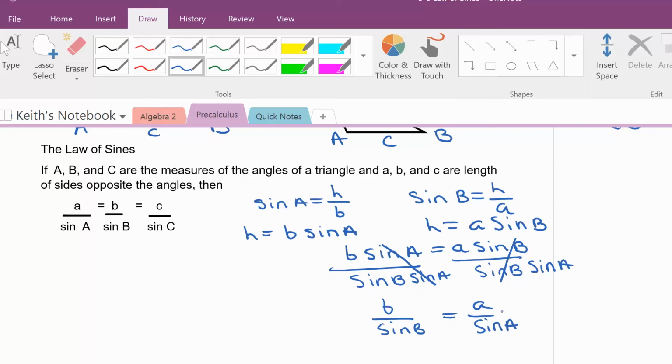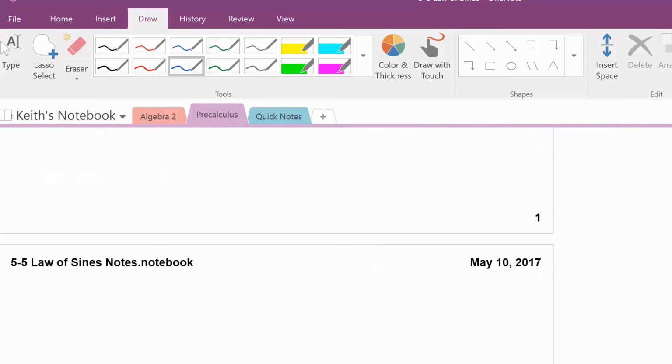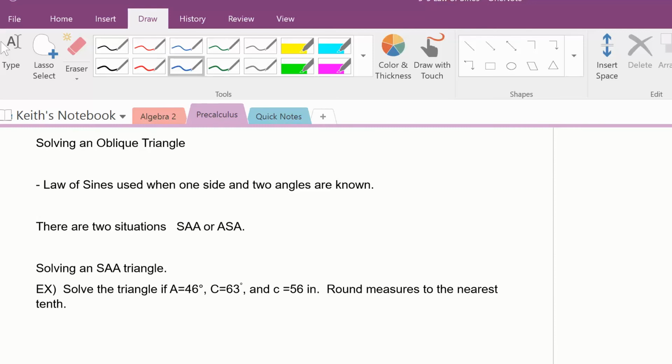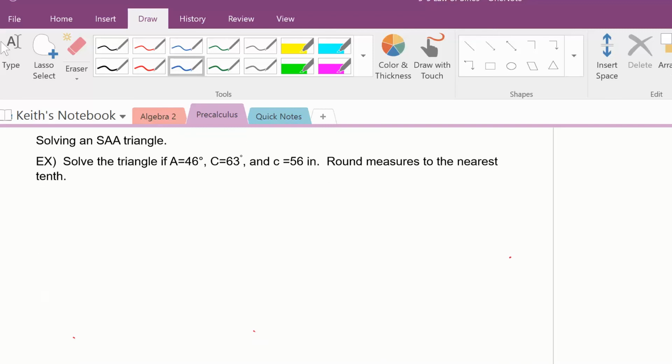So that's how the law of sines comes about and how you are able to solve a non-right triangle using trig ratios of sine. All right, so let's get into the use of the law of sines. There are two situations where you're guaranteed easy law of sines, and that is when you have side angle angle or angle side angle. So here's a side angle angle triangle.